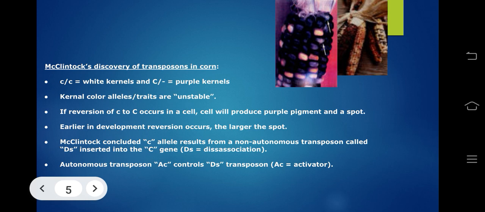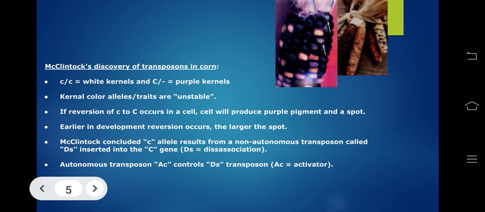McClintock's discovery of transposons in corn: white kernels and purple kernels. Kernel color allele traits are unstable. If reversion of c to capital C occurs in a cell, the cell will produce purple pigment and a spot. The earlier in development the reversion occurs, the larger the spot. McClintock concluded the c allele results from a non-autonomous transposon called Ds inserted into the C gene.